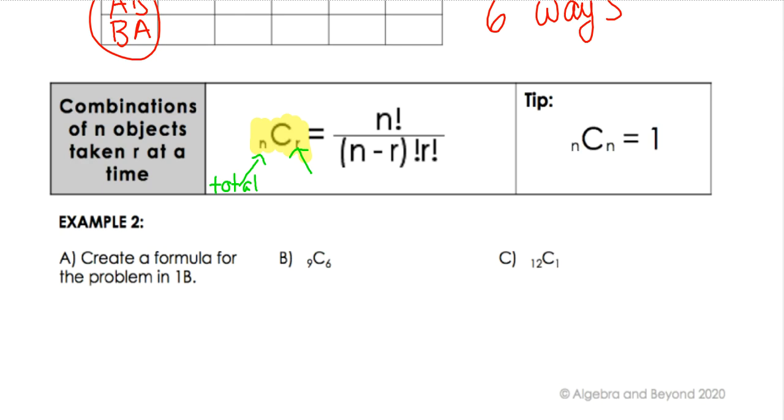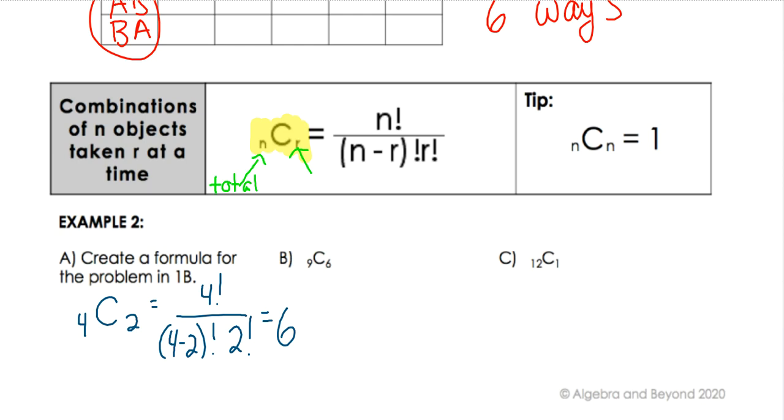So the first one says create a formula for the problem in 1b. So going back to Alice and Benjamin and their friends collecting money, remember that we had 4 people to choose from, and we were going to choose 2 of them. So if I plug those into the formula, I have 4 people to choose from on the top, so 4 factorial, divided by 4 minus 2 factorial times 2 factorial. So when I simplify that, I get a total of 6 ways, which we know from before was the correct answer.